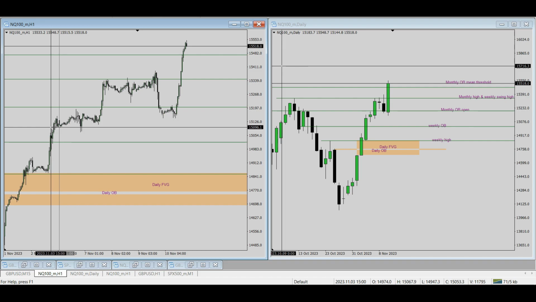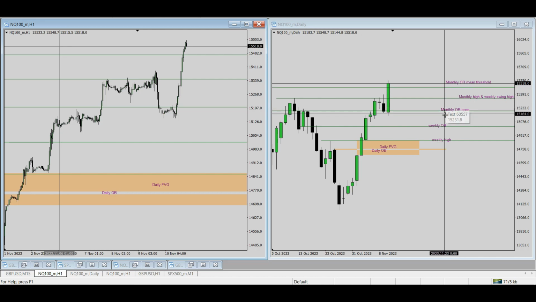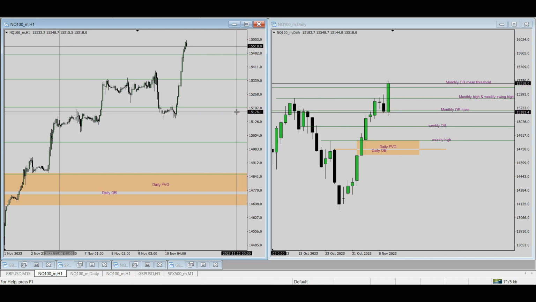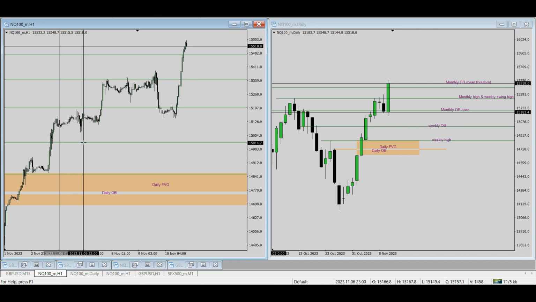So you can see the week started at around this particular region. This line all the way to the buy side from the current price is the monthly order block open. You can see it here on this particular area. That is the monthly order block open. Now this area to the sell side is the weekly order block area right here.